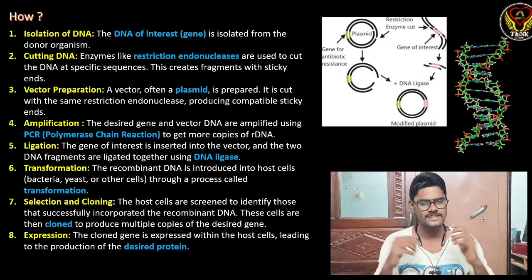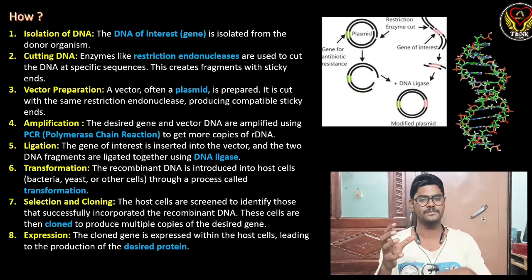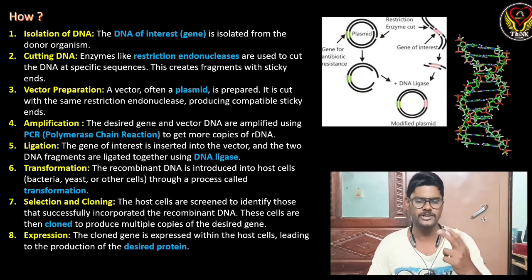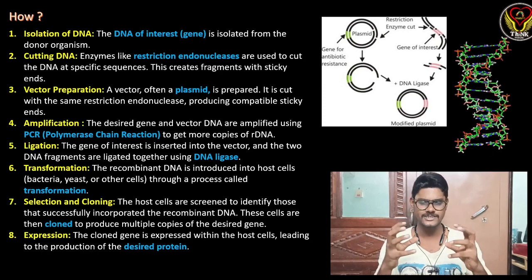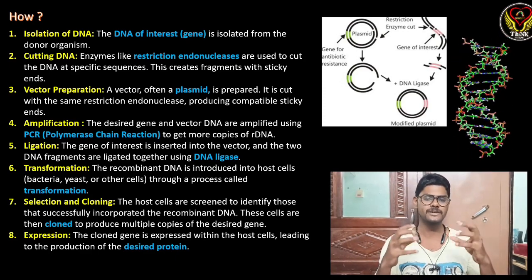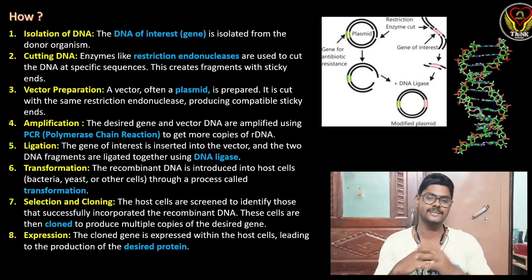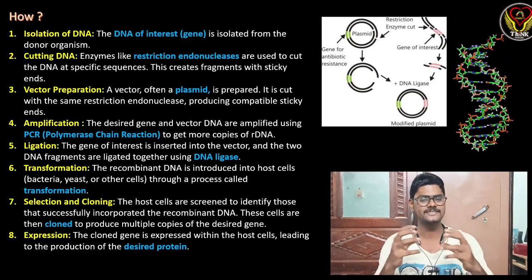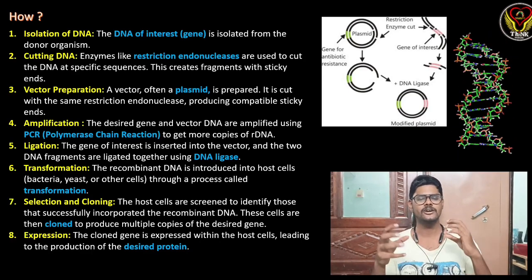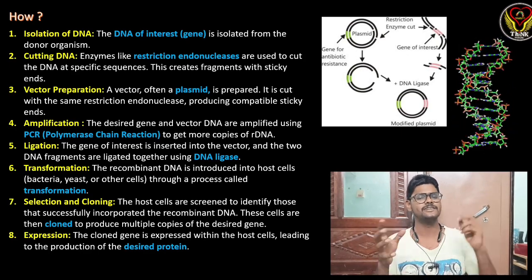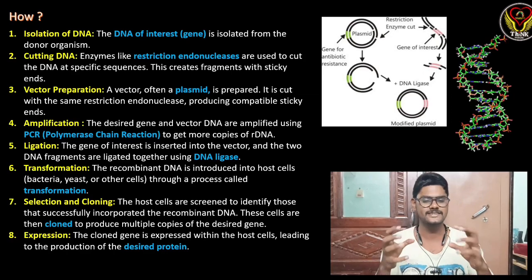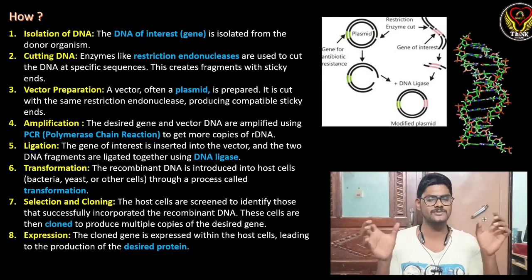The procedure of this rDNA technology is so basic and simple. Here I have listed the important 8 points which we have to remember while doing rDNA technology. The first step is isolation of DNA, the gene of interest, from a donor organism. Second is cutting DNA. We use restriction enzymes like restriction endonuclease to cut this DNA at specific sites. There will be restriction sites. These restriction enzymes will cut at restriction sites and create small fragments of this DNA.